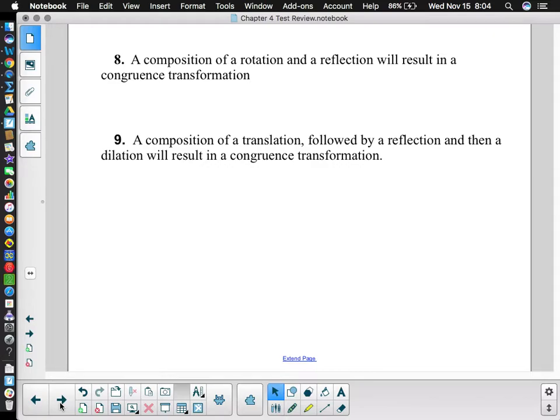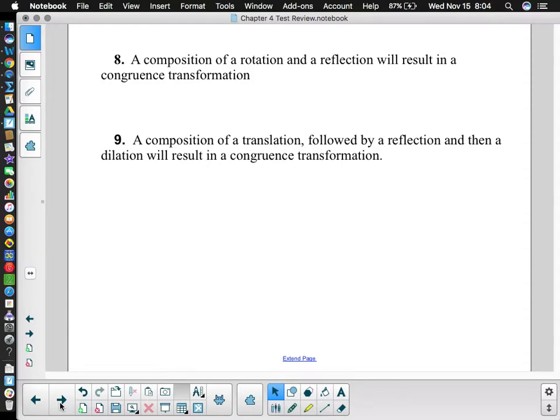So anything that involves any of my transformations other than dilation is going to be a congruence transformation. As long as dilation's not involved, we're going to get something congruent out. So number 7 is true, because rotation and reflection are not dilation. Those are both congruence transformations. We'll get a congruent figure when we're done. Number 8 has a translation, which is congruence, followed by a reflection, which is congruence, and then followed by a dilation.